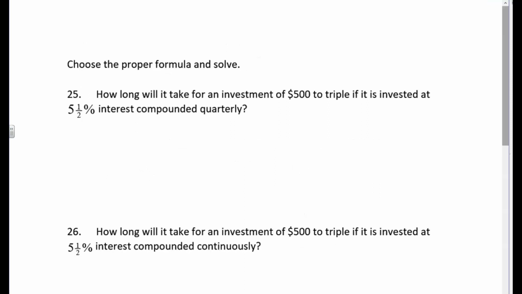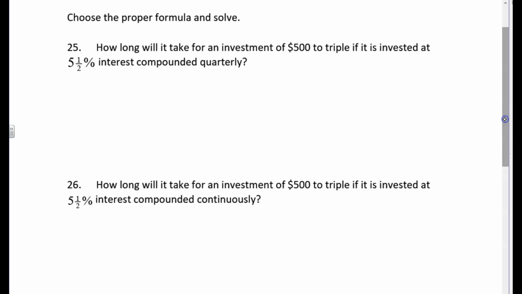Okay, so now the next two, I actually want you guys to try. I'll talk you through choosing the appropriate formula, but then I want you guys to do these problems. How long will it take for an investment of $500 to triple if it is invested at 5.5% compounded quarterly? Because it tells you compounded quarterly, you're going to use your A equals P times 1 plus r over n to the nt formula. That's the formula you're going to use on this one.